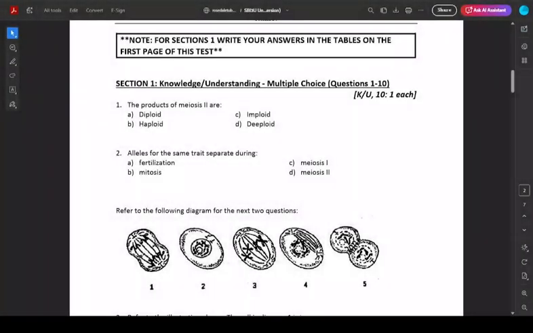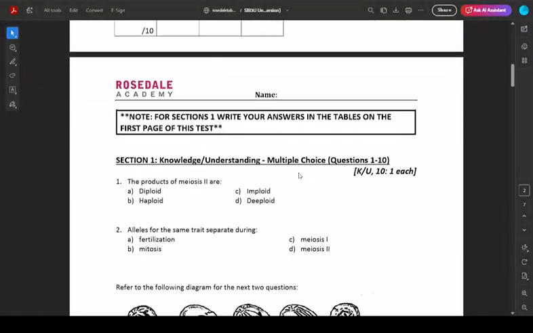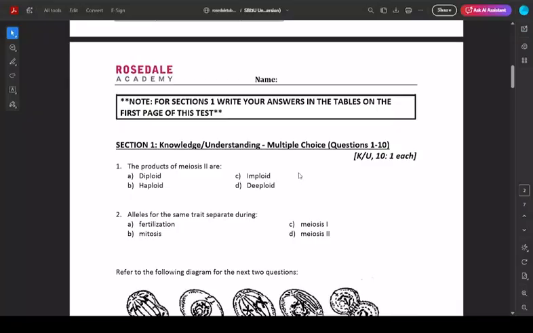Okay, so I'm gonna go ahead and give you guys a little genetics practice test so you can better prepare for my test and better prepare for your day school test. So first, all credit goes to Rosedale Academy. I did not make this.